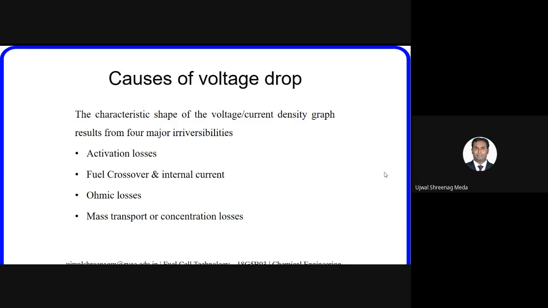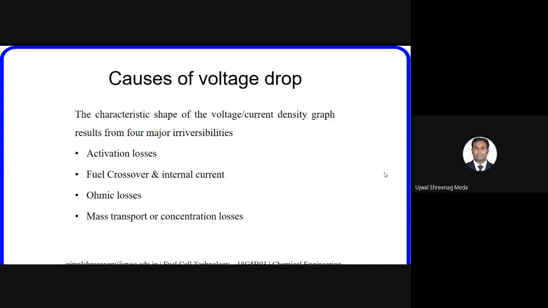And what is the reason for this? Part of the voltage is lost in driving the chemical reactions. So irrespective of the type of fuel cell, reactions take place at both the electrodes, anode and cathode. Part of the voltage is lost in driving these chemical reactions, which are defined as activation losses.